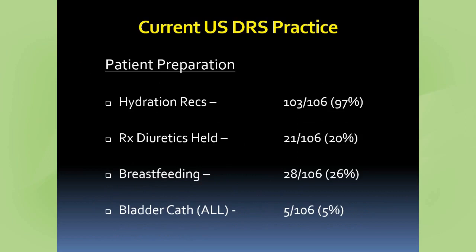So patient preparation. I mentioned the recommendations there: hydration, holding diuretics, breastfeeding, and bladder catheterization. You can see this is how we're practicing out there. The vast majority of us are making hydration recommendations to our patients, and I'll go into that a little more in depth, but we're not doing so well on some of the other things. Chronic diuretics, only 1/5 of us are making recommendations to patients to hold that.